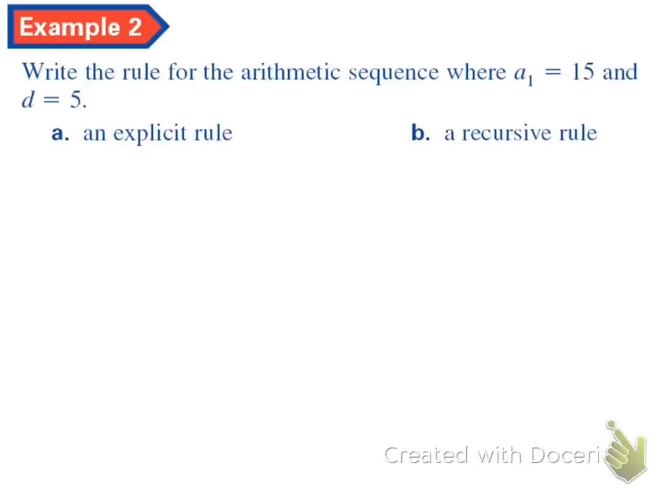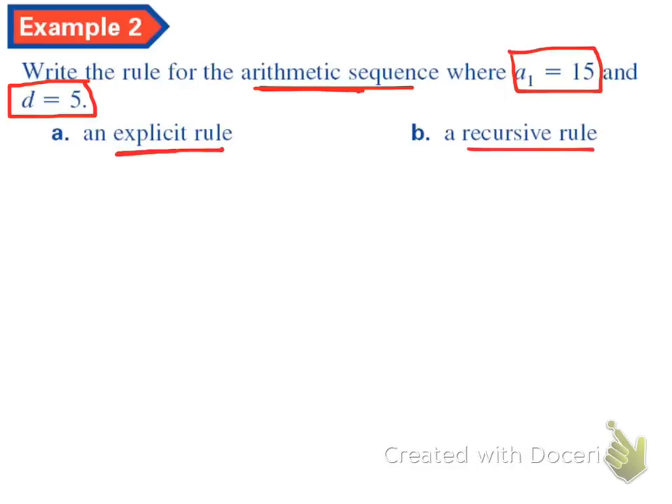In example 2, we are asked to write a rule for the arithmetic sequence where the first term is 15 and the common difference is 5. We're going to write this rule 2 ways. We're going to write an explicit rule and we're going to write a recursive rule. An explicit rule is what we learned to do in a previous lesson. Remember, an explicit rule for an arithmetic sequence would be that any term would be equal to the first term plus n minus 1 times the common difference.